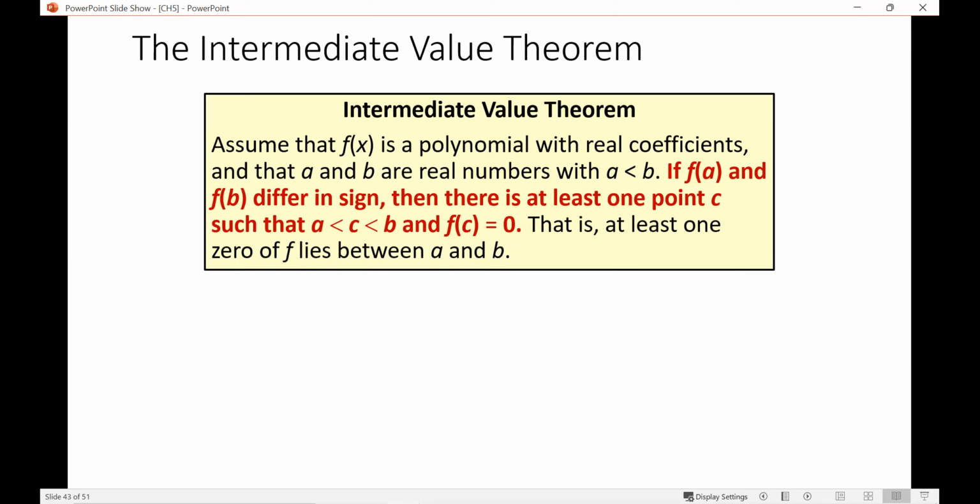Basically, what this theorem is saying is if at one point our function is negative and at another point our function is positive, that means we had to go through the x-axis. We had to change sign at some point, and at that point our function had to be equal to 0, right? To get from negative to positive or from positive to negative, we have to cross that x-axis, so our function has to go through 0.